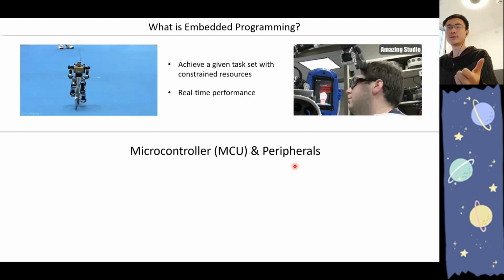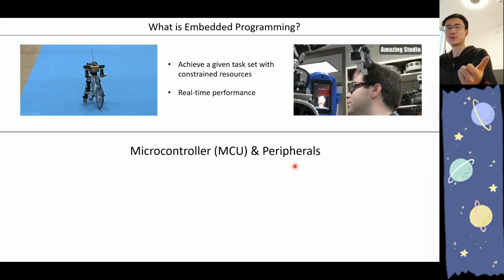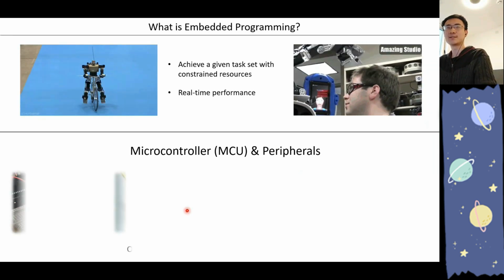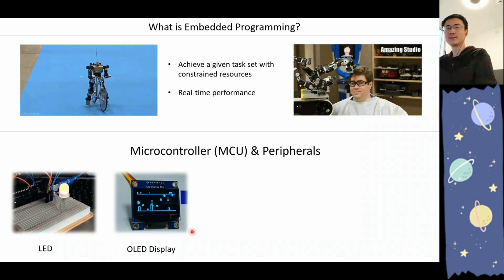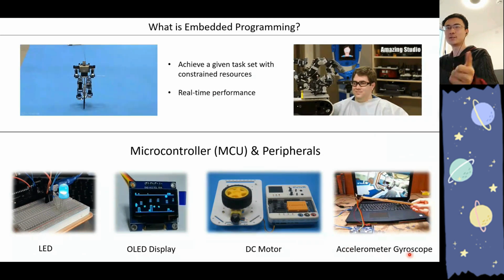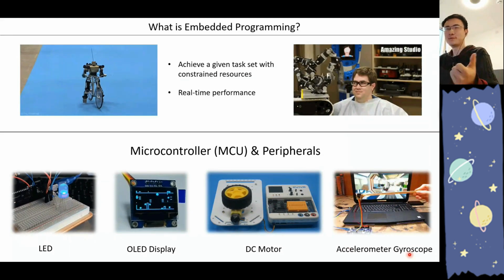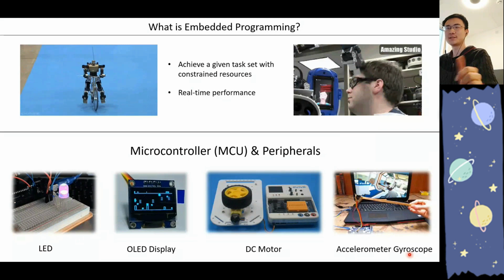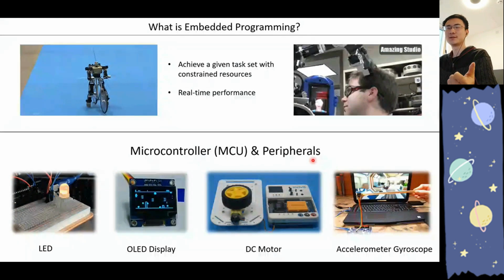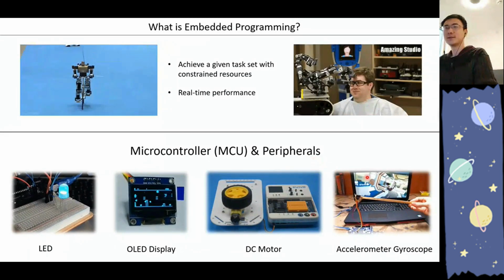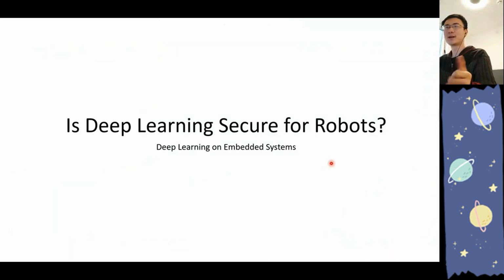Peripherals here refers to devices that help a microcontroller to interface with the outside world, such as a LED, a screen where we can display something, a motor, or a gyroscope, and of course, many other different kinds of sensors. We can do a lot of things using microcontrollers and together with peripherals. As for me, I work on secure deep learning on hardware. So basically, I try to make deep learning secure on embedded systems.